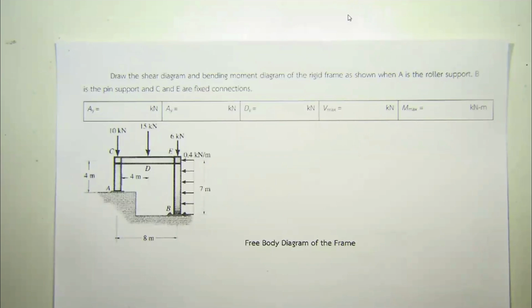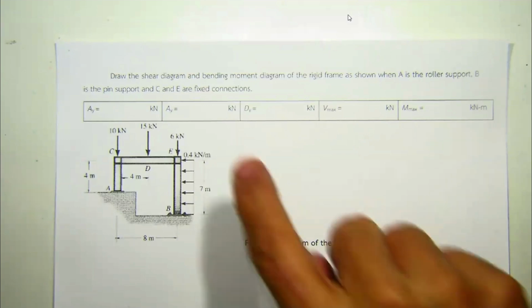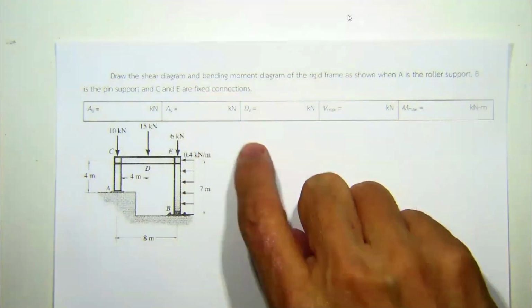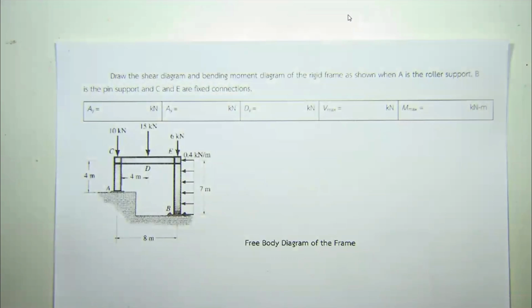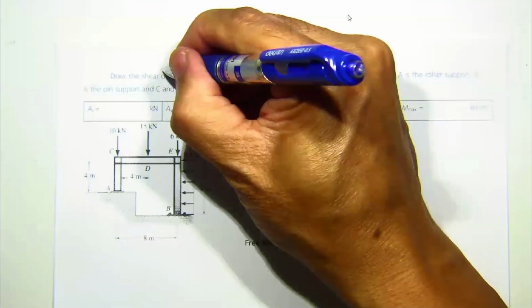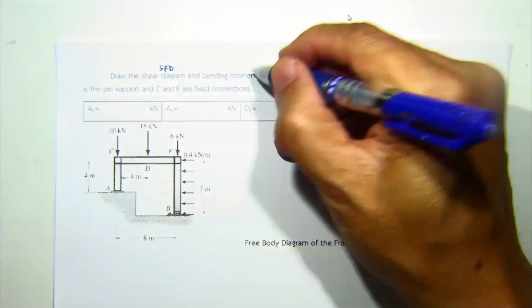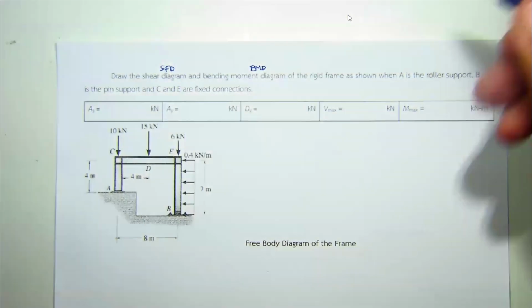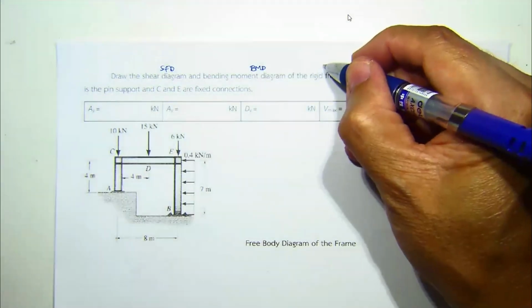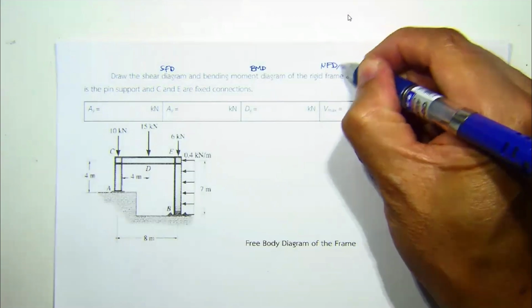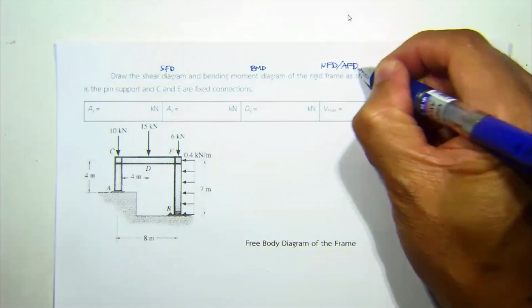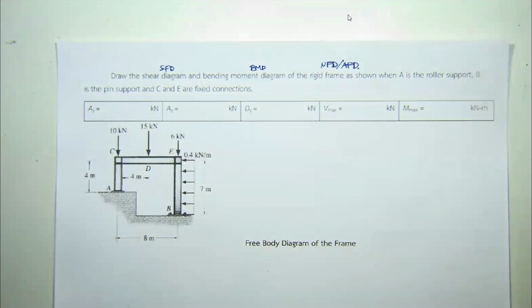Coming back to the frame again, we're going to draw the shear force diagram and bending moment diagram. And as Ajahn told you, not only that one, we also require the normal force diagram, or axial force diagram, when you study steel design for the beam column.